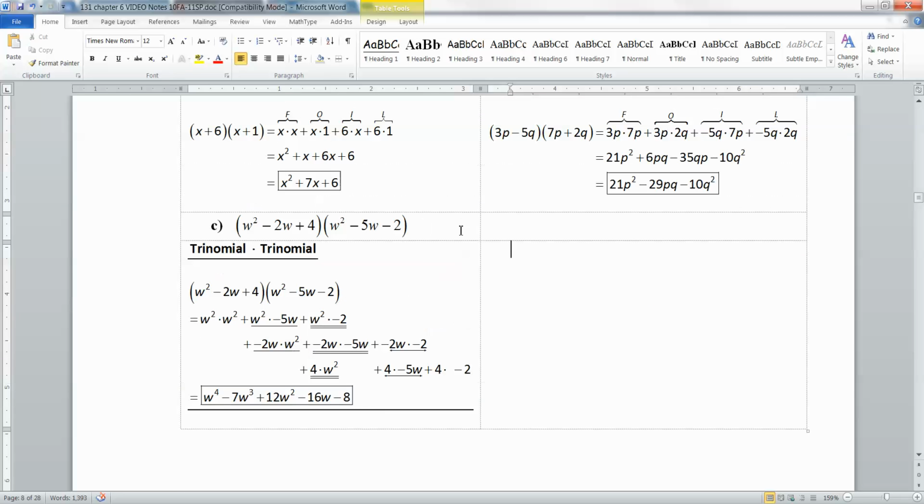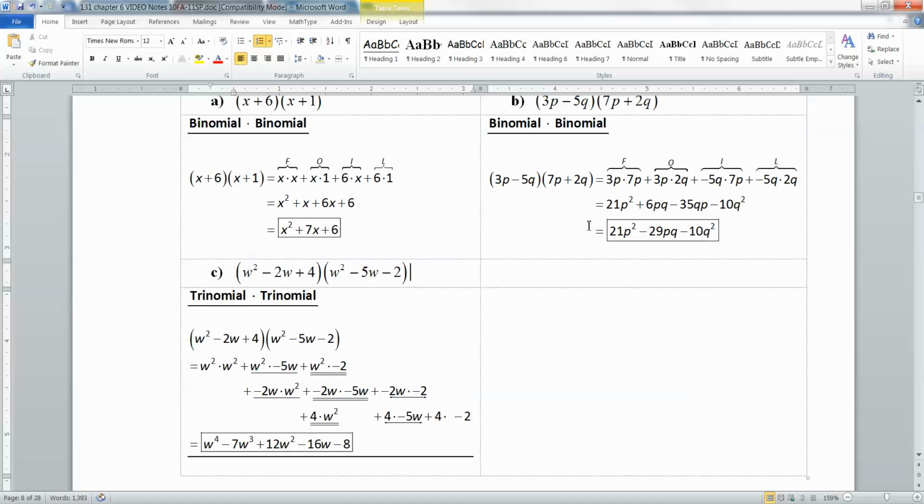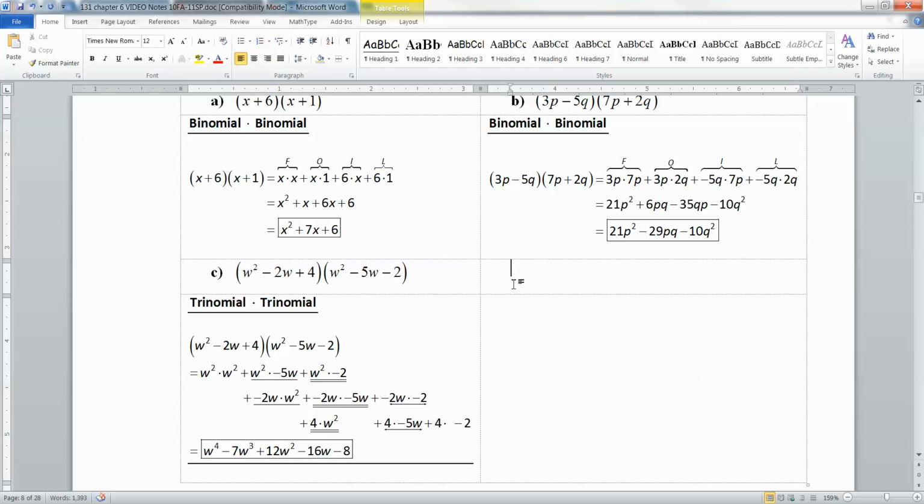All right, so that was a trinomial times a trinomial. Those ones, it really helps if you line them up. I mean, you actually can do the lining up thing on these other ones too, but the trinomial times trinomial, it's really nice. All right, I'm going to throw in another example here.